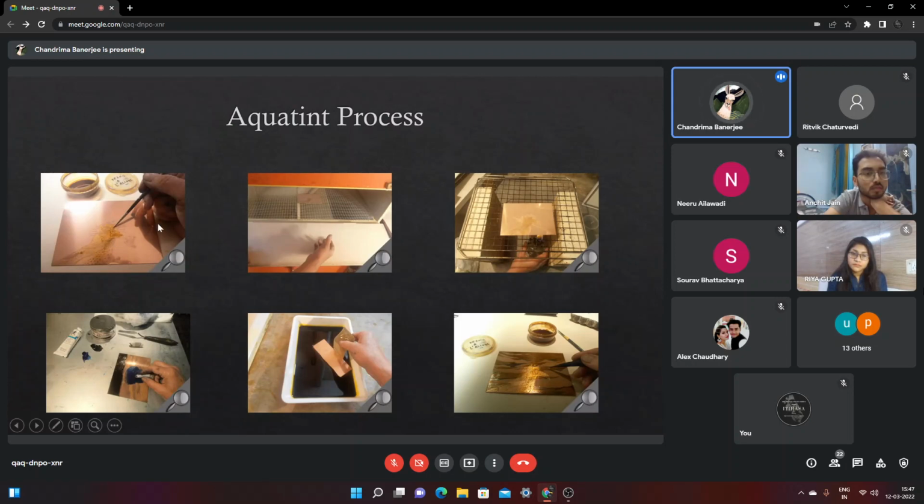After you do this, you place it in a rosin dust box. You place the plate on the mesh, and there's a spindle here, and you move the spindle to create a rosin dust. You place the plate here as shown, so that once the dust settles, you heat it. After you heat it, it's completely absorbed into the plate.